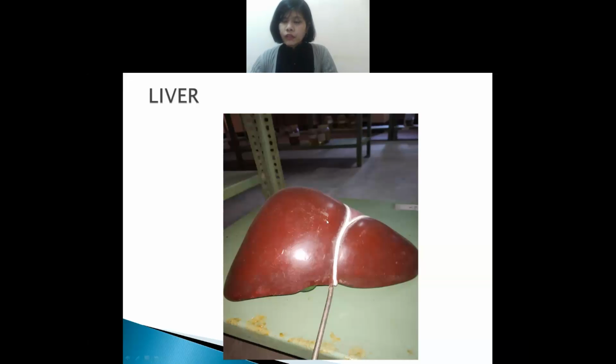They can show you this one and this model, and they can ask you what is this, tell me something about this organ, how many lobes are there in the liver, and also the function of the liver. Function and all they will ask you. So they will ask you about all these things. This model is the liver, which I have collected today itself.